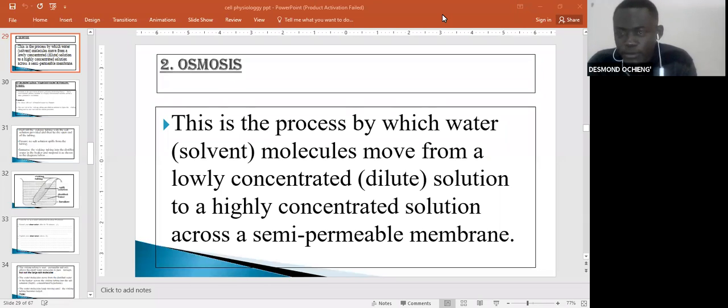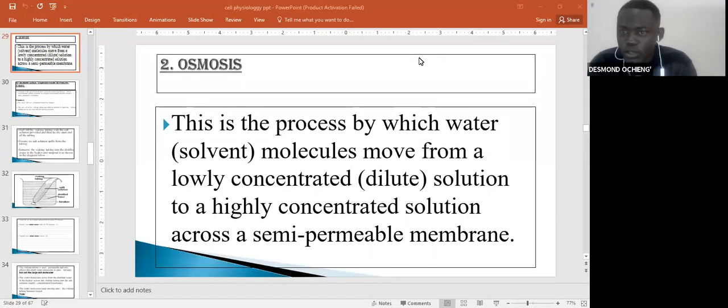And without wasting time, in our last class, we introduced the topic cell physiology, and we were able to define what cell physiology is. Apart from that, we went ahead and looked at some of the physiological processes that take place in living organisms. We also looked at the structure, properties, and functions of a cell membrane.